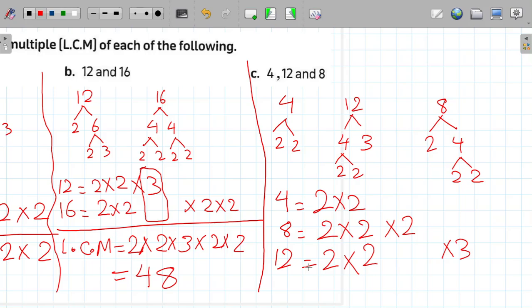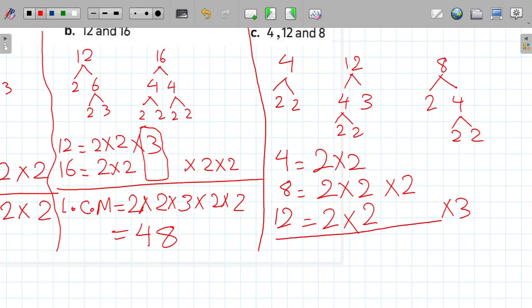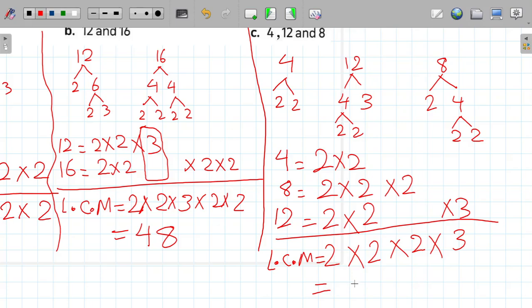Okay, so the least common multiple will be 2 by 2 by 2 from the first column, 2 from the second column, 2 from the third column, and 3 from the fourth column. So it will be 2 by 2 by 2 by 3, and this is the least common multiple. 2 by 2 equals 4, 4 by 2 equals 8, 8 by 3 equals 24. So the least common multiple is 24.